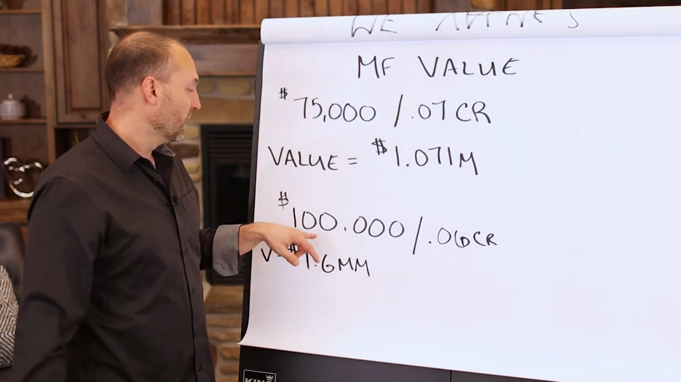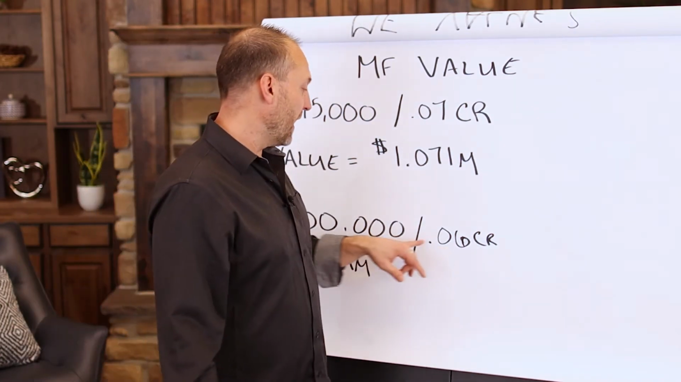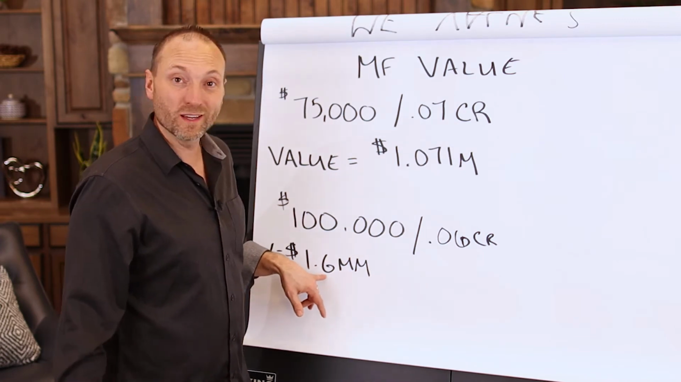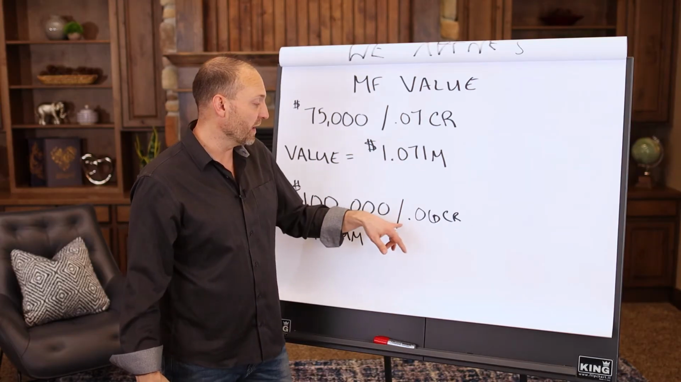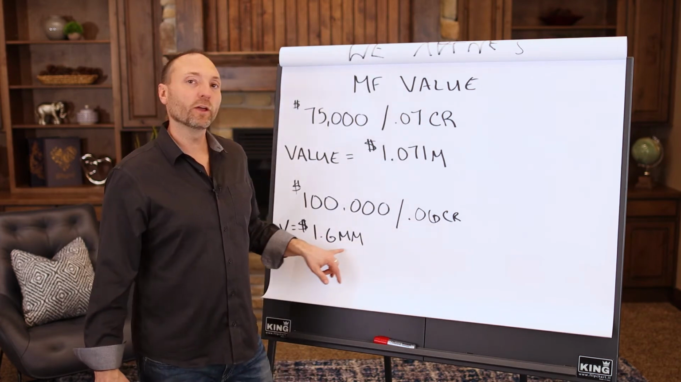Here's another example. $100,000 in NOI, Lexington is about a 6 cap. So we divided this, and this was a $1.6 million building. 100,000 divided by 0.06, and guess what you get? You get the value of your building.